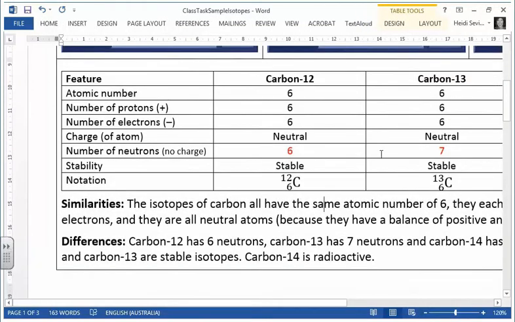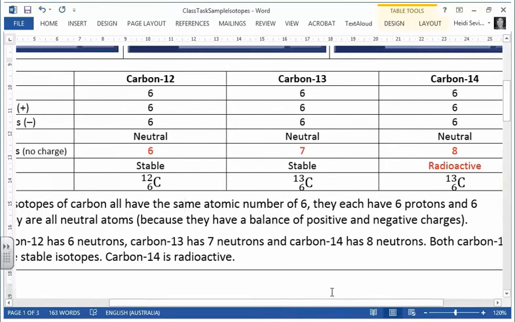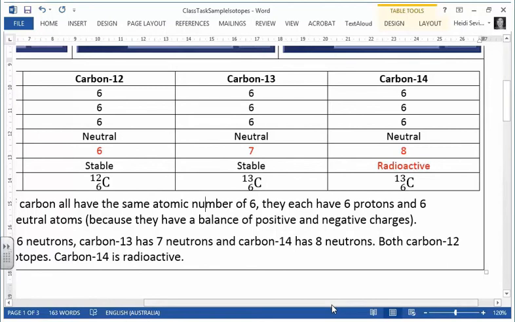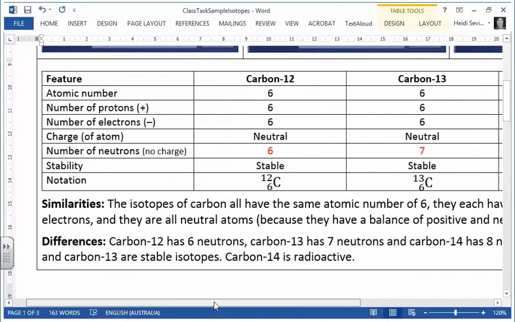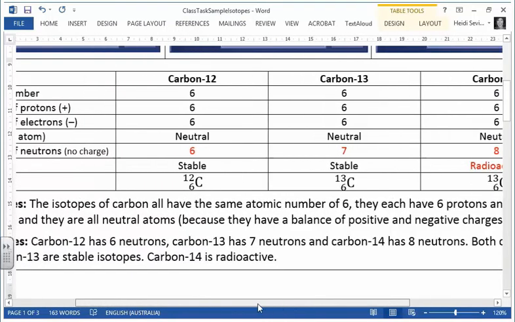Okay, and then from this information that you've summarized, I want you to note, explain or describe the similarities and the differences. So for example, the similarities will be very consistent with all of the elements that you've chosen. In this example, the isotopes are carbon, so they should all have the same atomic number. They should have the same number of protons. They should have the same number of electrons. They should all be neutral atoms because of that balance between positive and negative charges.